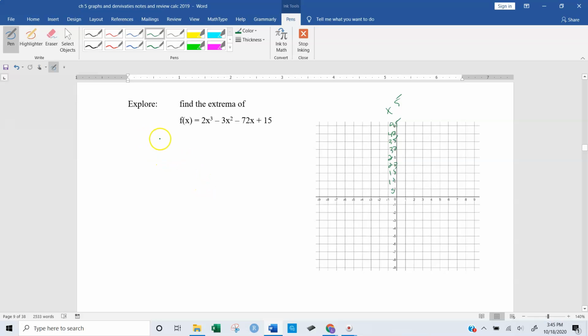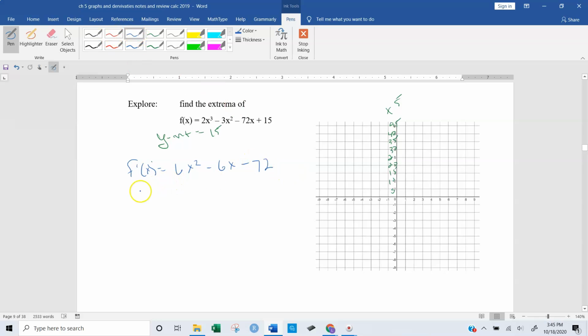So step 1, we found our y-intercept and it equaled 15. Now we want to do our first derivative, which equals 6x squared minus 6x minus 72. Why I put 17, I have no idea.